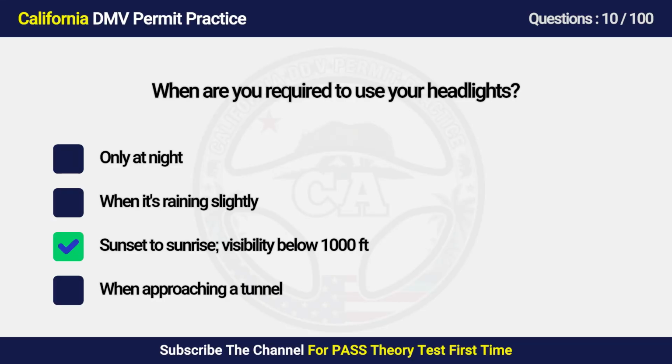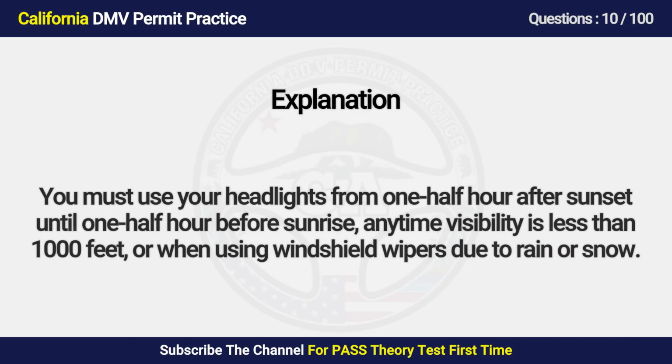Answer is C. Sunset to sunrise, visibility below 1,000. You must use your headlights from one hour after sunset until one hour before sunrise, anytime visibility is less than 1,000 feet, or when using windshield wipers due to rain or snow.